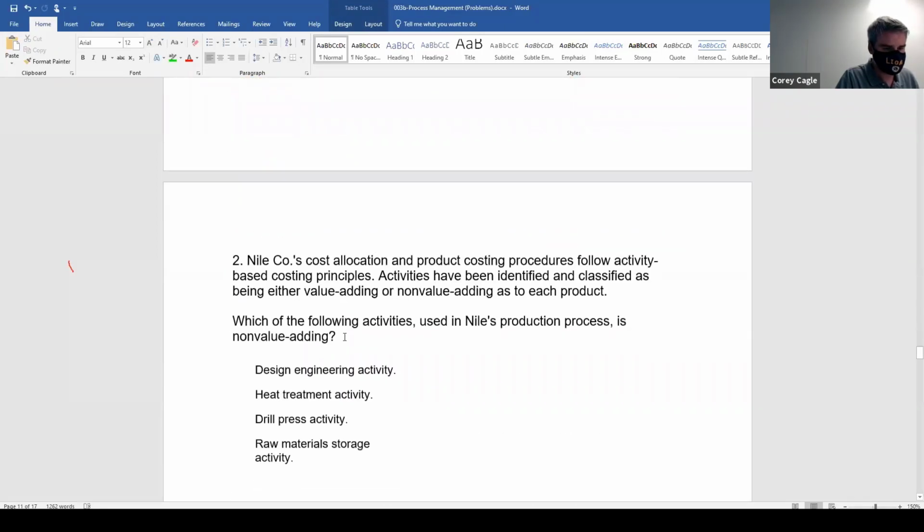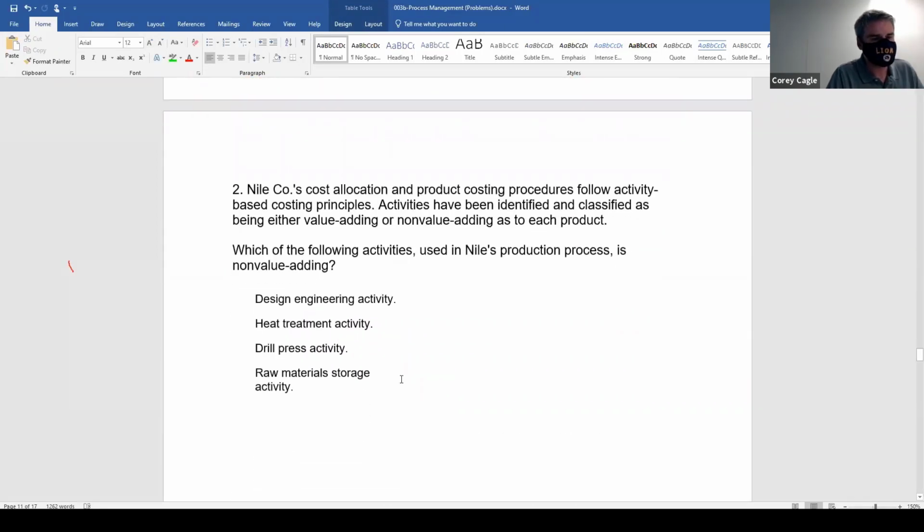Number 2 says that cost allocation and product costing procedures follow activity-based costing principles. Activities have been identified and classified as being value or non-value adding. Which of the following activities is non-value adding?